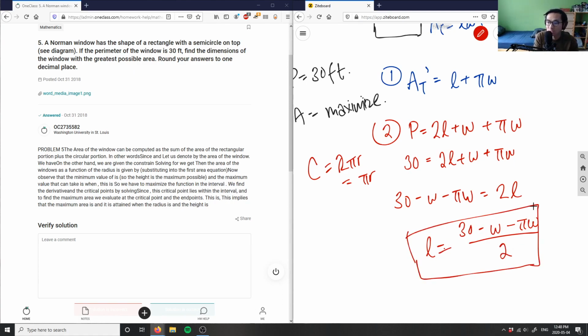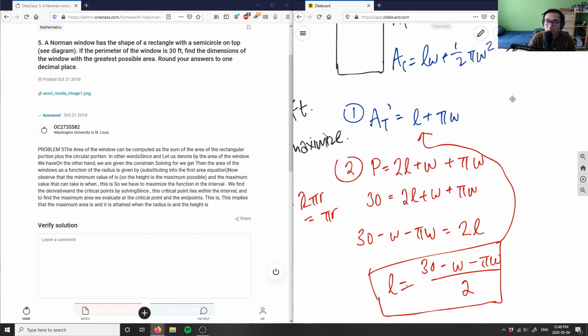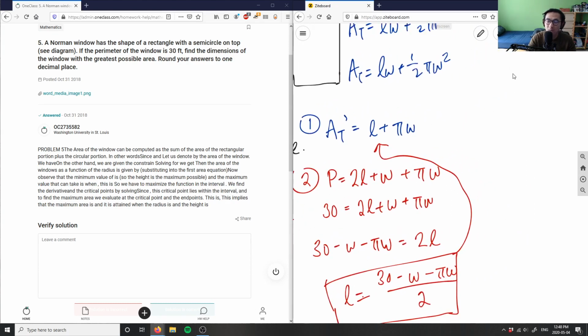What I'm going to do is substitute this equation in for L, so I can solve for my W. So I'm relating it to one equation. I'm going to do this in blue. In this case, I would get A prime at t would equal the length, which is 30 minus w minus pi w, all over 2, plus pi w.